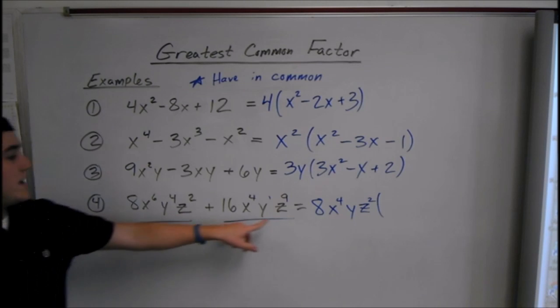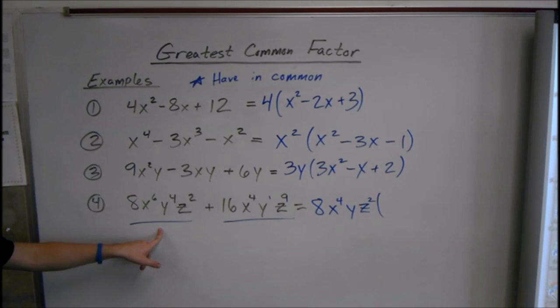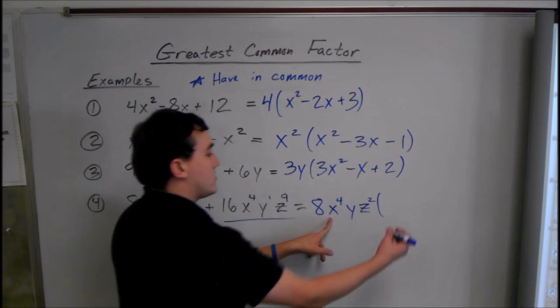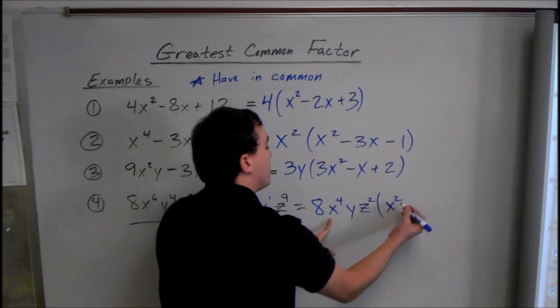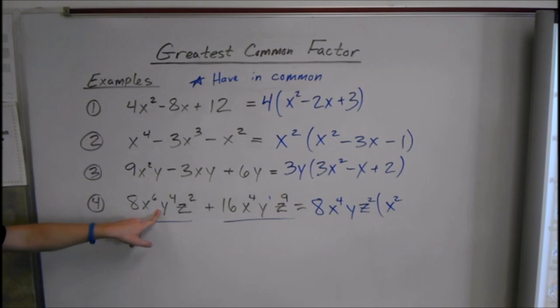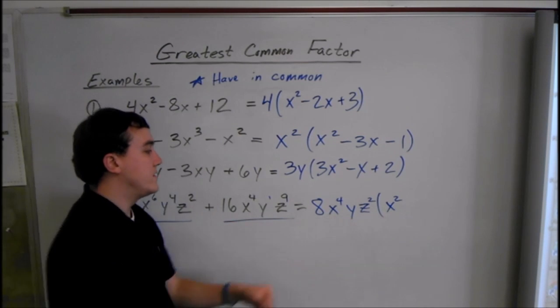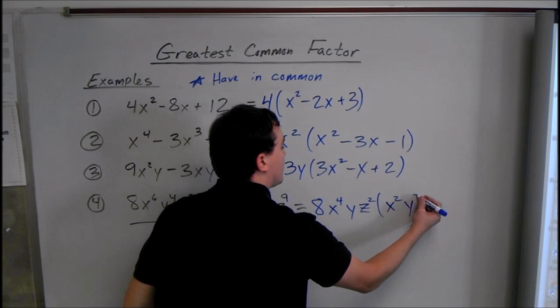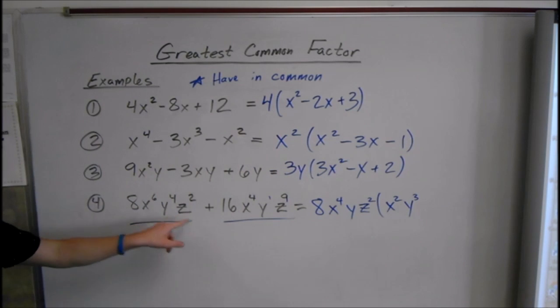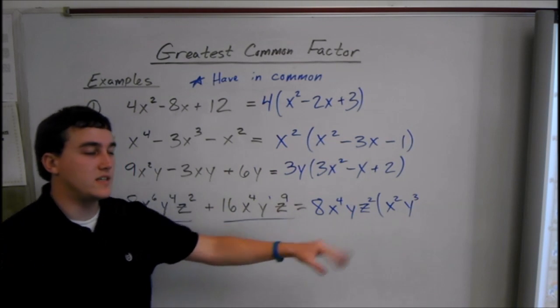So 8 divided by 8 is 1 from the first term. X to the 6, we take away 4 x's, so we're left with 2 in the first term. X squared. Y to the fourth, took away 1 y. So we have y cubed. Z squared took away Z squared. Z disappeared.